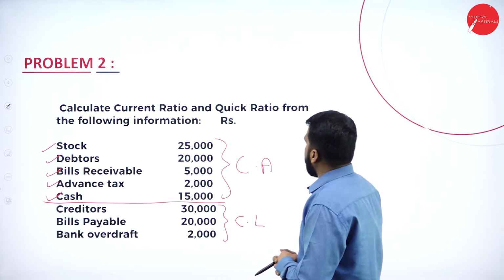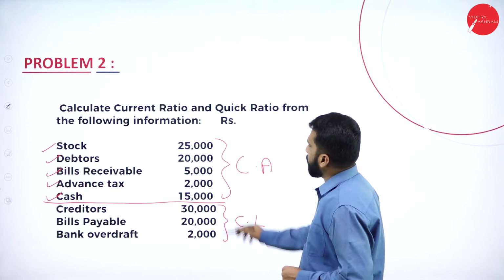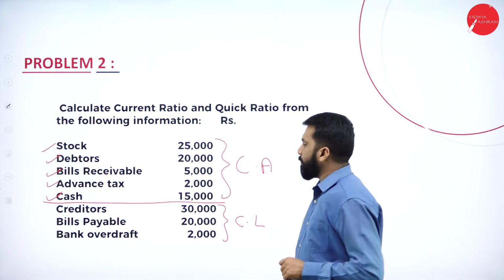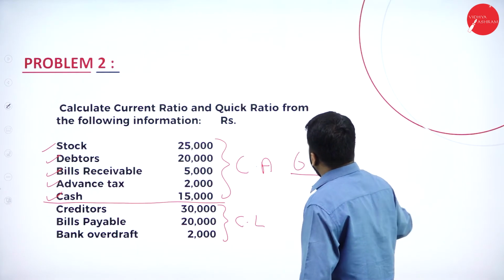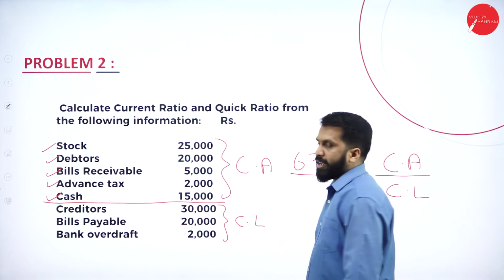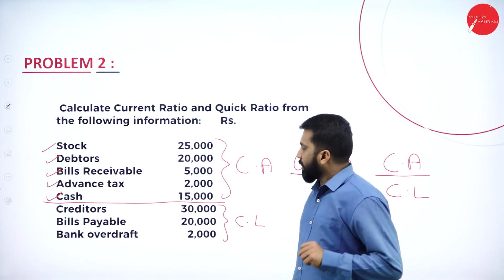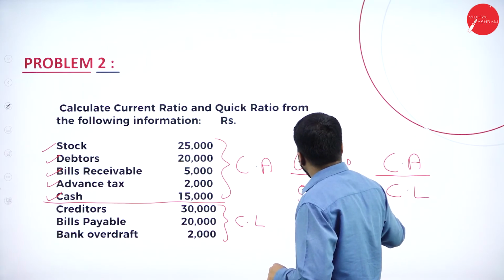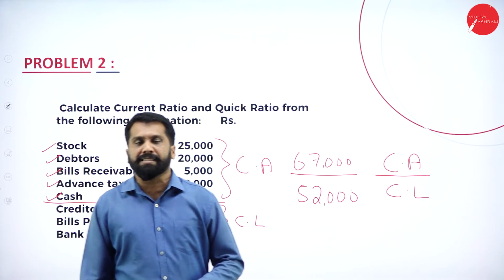Now, what is the total? 25 plus 20, 45,000, plus 5, 50,000, plus 15, 65, plus 2, it will be 67,000. Your current asset is 67,000 divided by current liability. Now, 30 plus 20, 50,000 plus 2, it will come 52,000. Any doubt out of this? No. We'll go for the answer, whether it is the same or what.